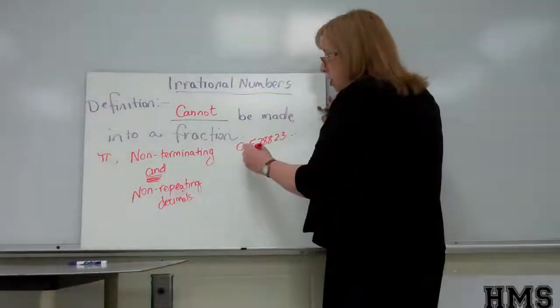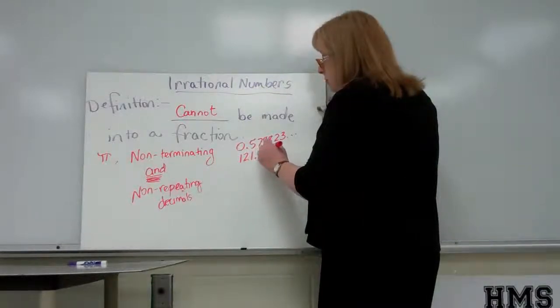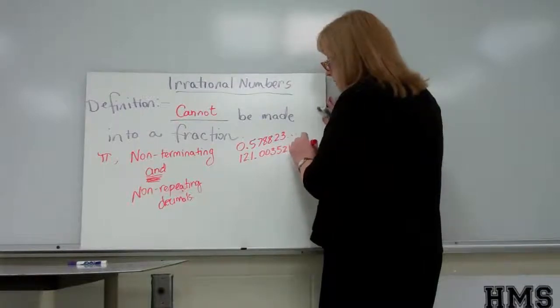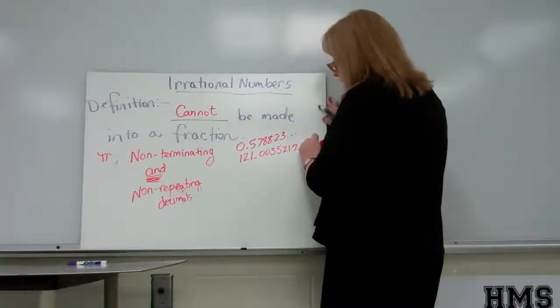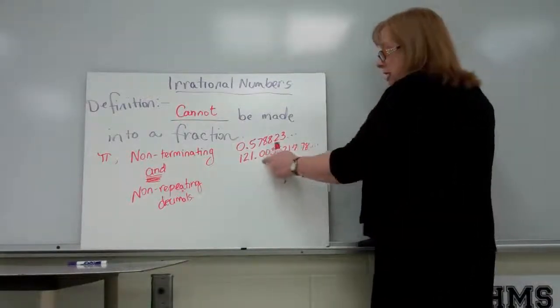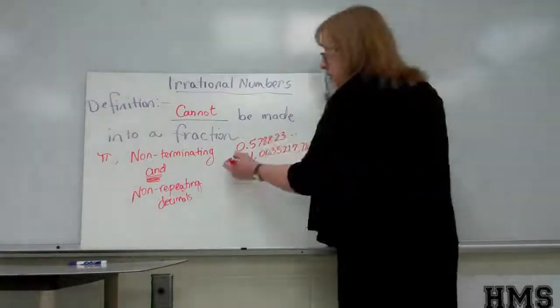Or I might have 121.003521778, and it just goes on and on. But once you see these, and you see that it has no repeating, then it is irrational. And it could be negative as well.